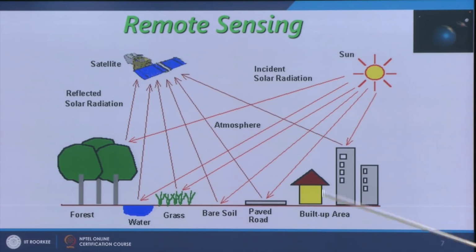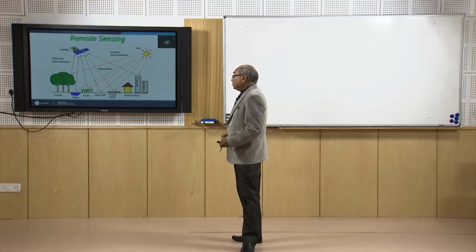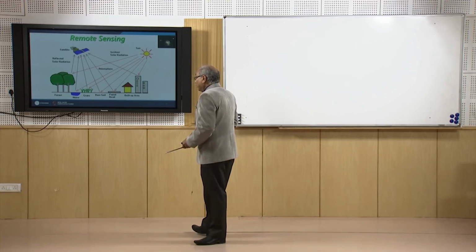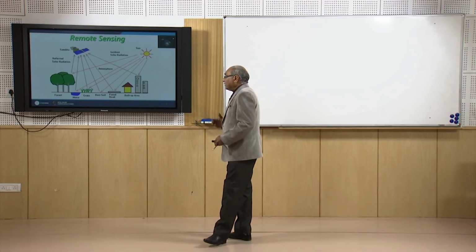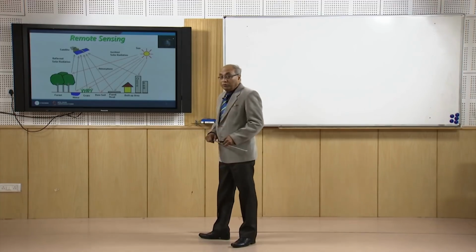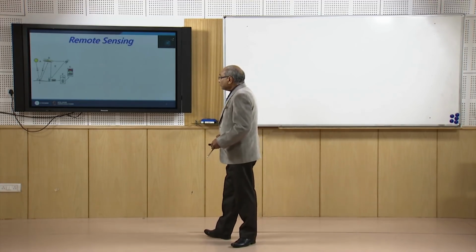Then this reflected solar radiation has to go back again to the satellites through the atmosphere, and a lot of changes and errors may be introduced during this transmission of reflected radiation from the earth toward the satellite. How to correct this and improve our images is done in digital image processing of satellite data. So that is also part of remote sensing.